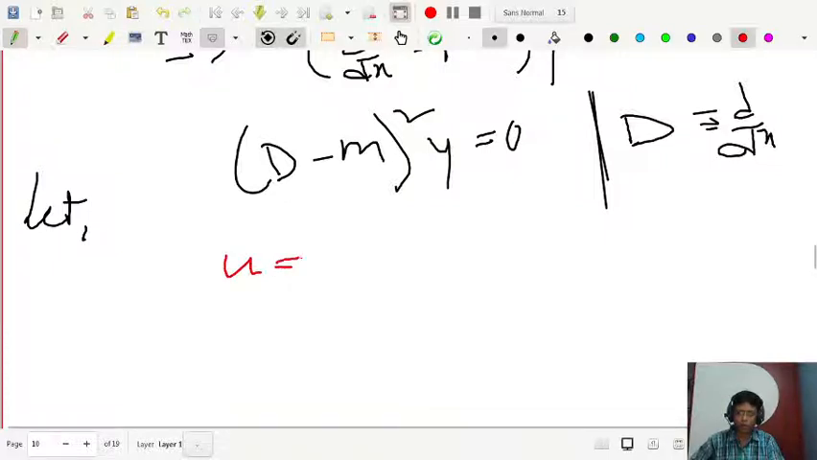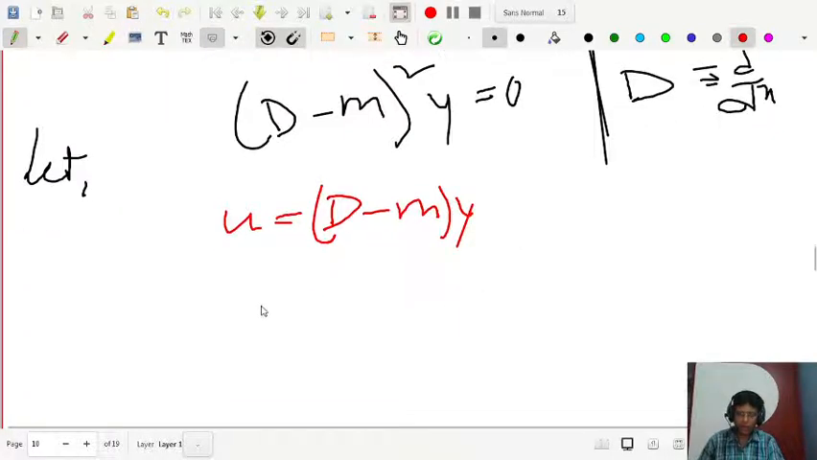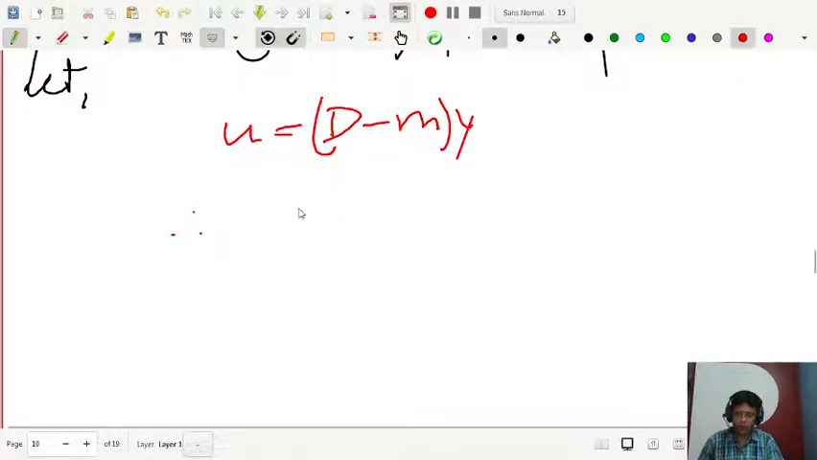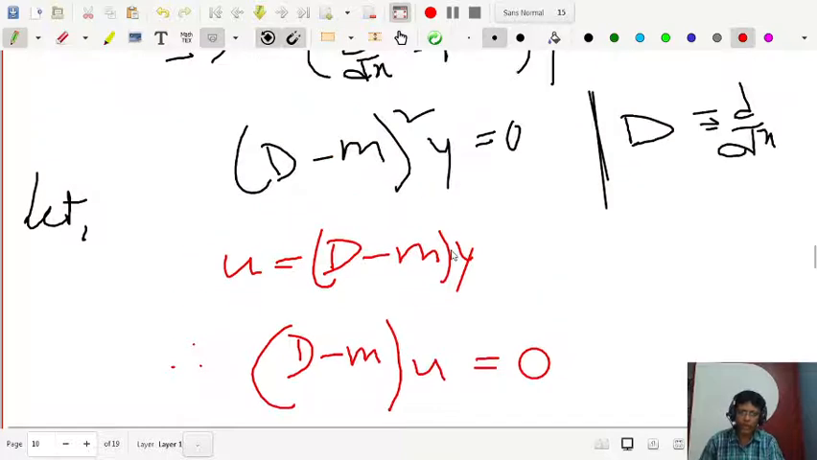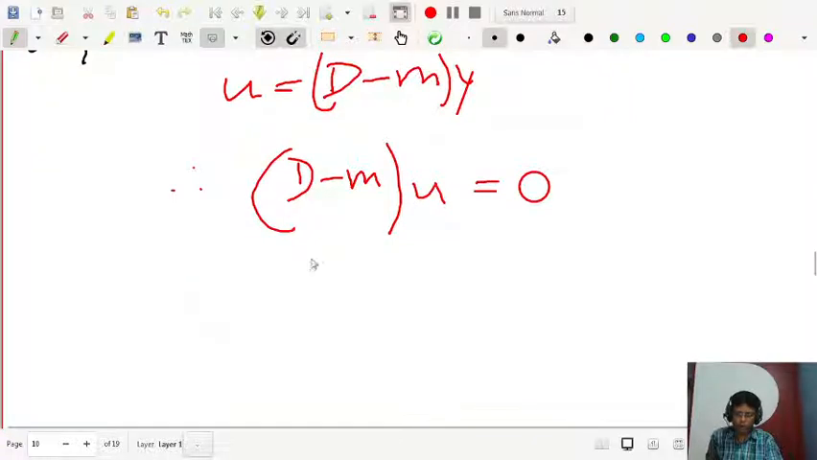Setting a new variable u equal to (D minus m) into y, therefore (D minus m) into u equal to 0. So what I am doing is setting a new variable u equal to (D minus m) into y. Ultimately you have a square, so it transforms to (D minus m) into u equal to 0. So this is a linear differential equation, right?